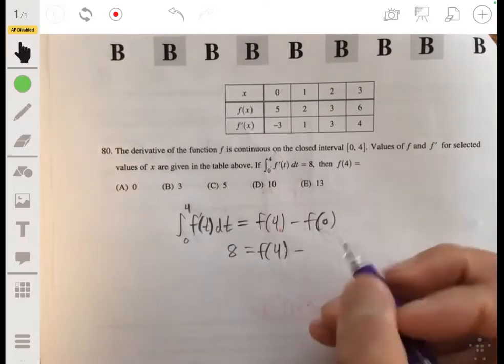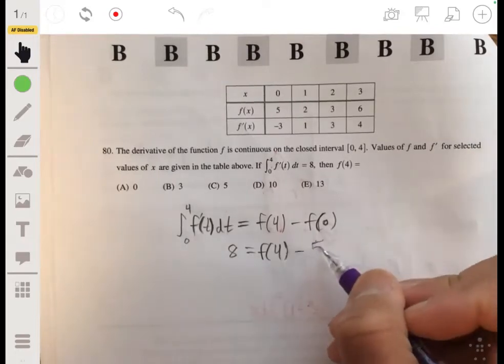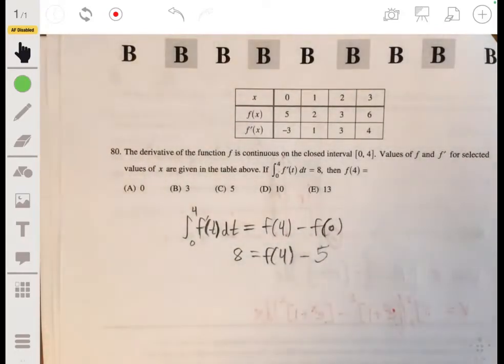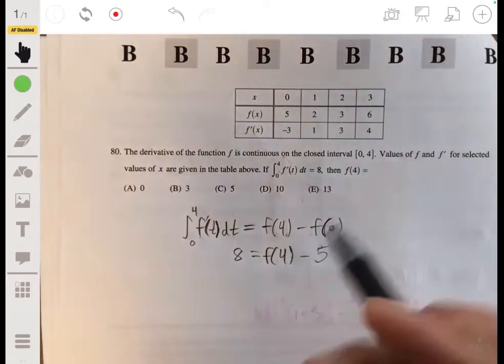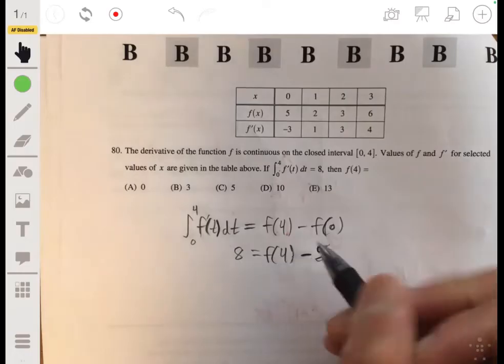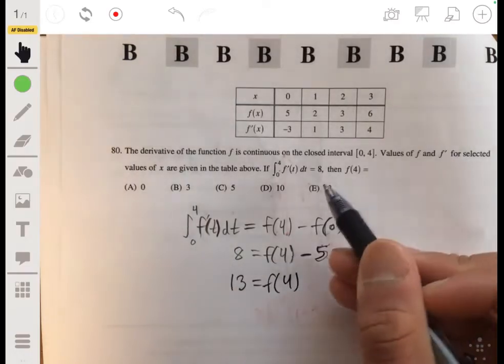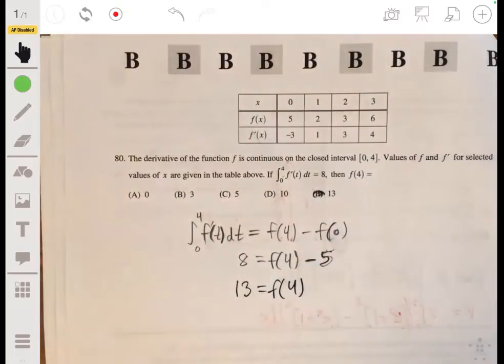And we're given that f of 0 is 5. So we can just solve this equation for just f of 4. You just add 5 to both sides. We get 13 equals f of 4. And so the answer is E.